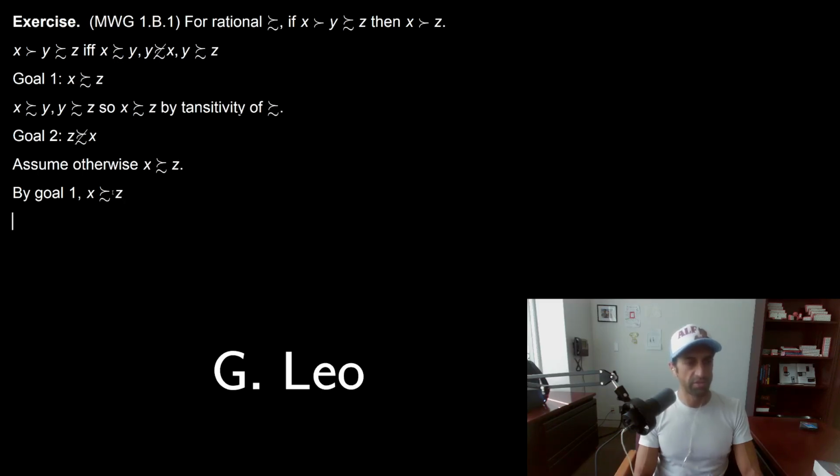Assume otherwise, then z is at least as good as x. And by goal one, x is at least as good as z, thus x is indifferent to z. Let's see, what else do we have?